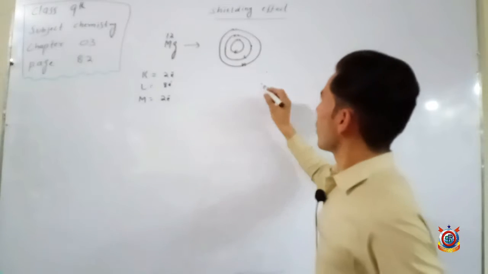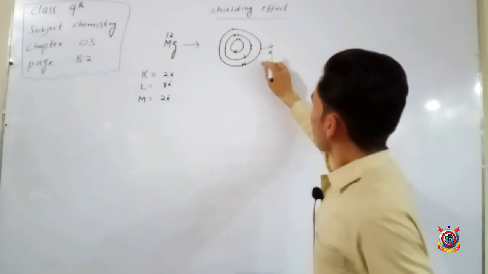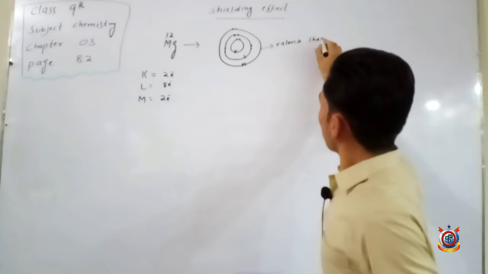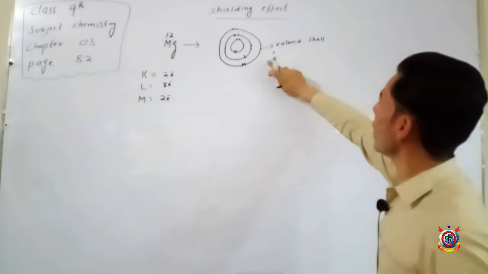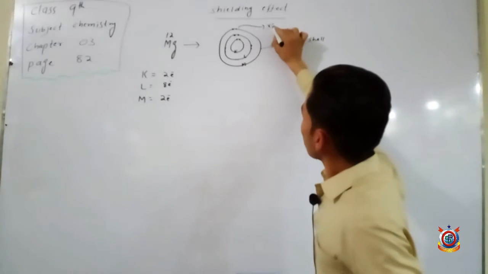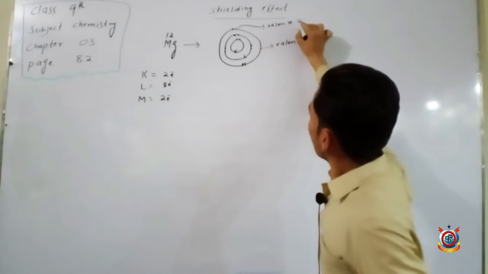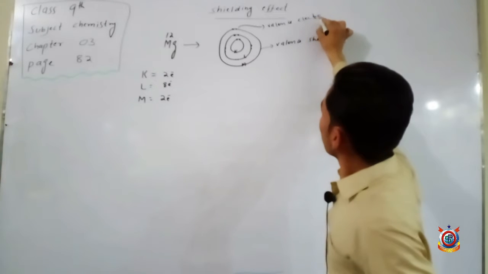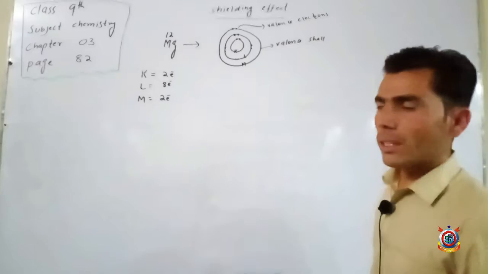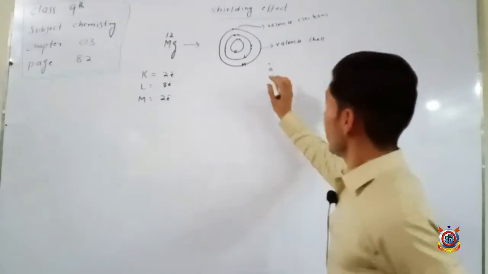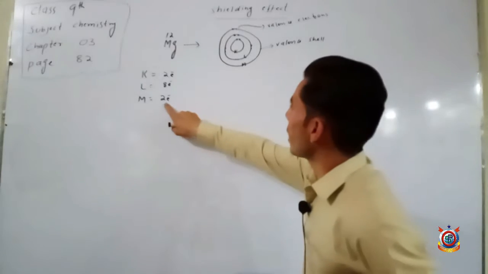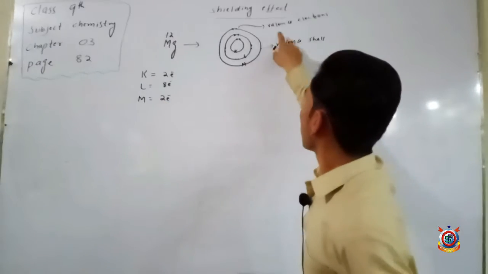So dear students, this shell is called the valence shell, and the electrons which are present in this shell are called valence electrons. The M shell is called the valence shell, and the electrons present in the M shell are called valence electrons.